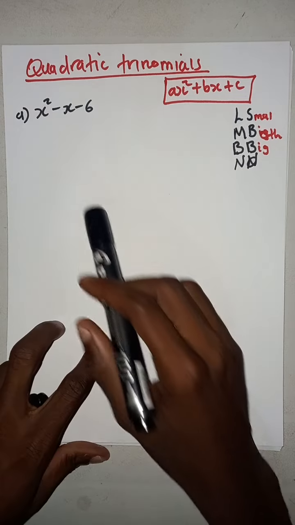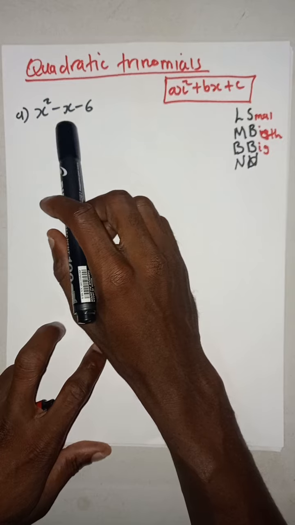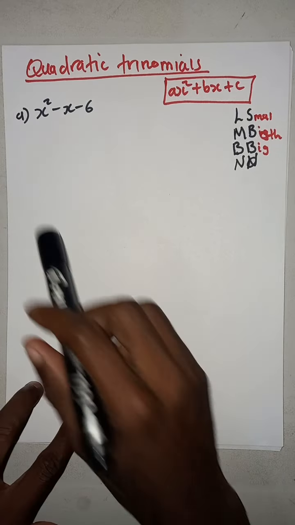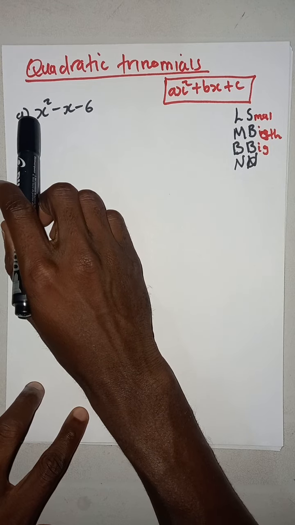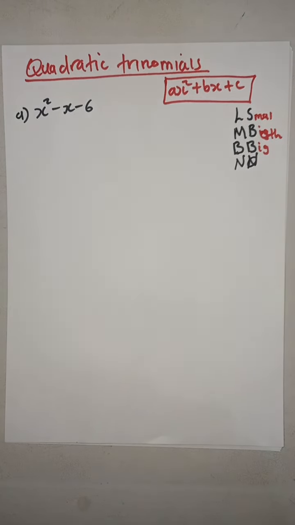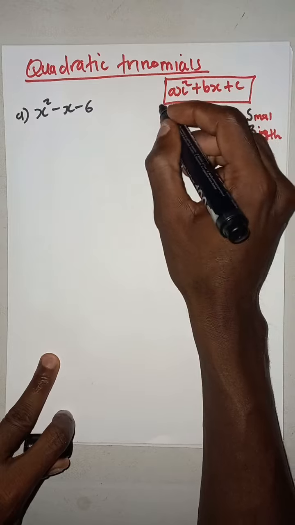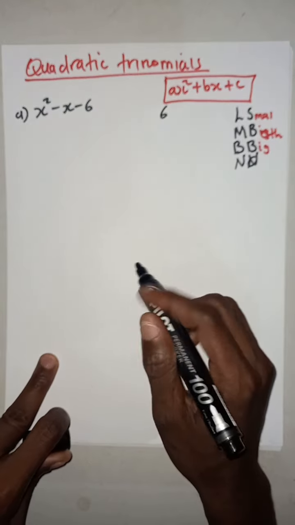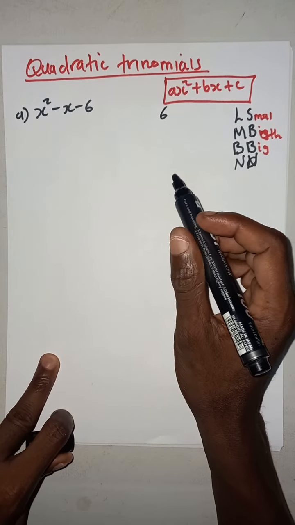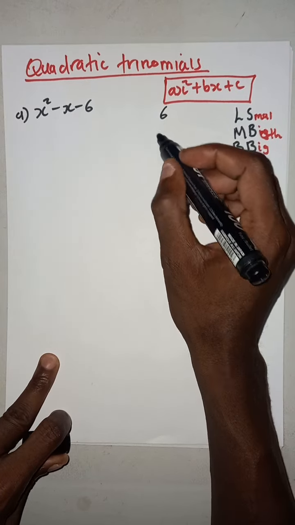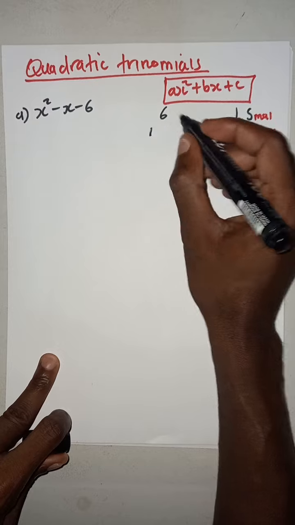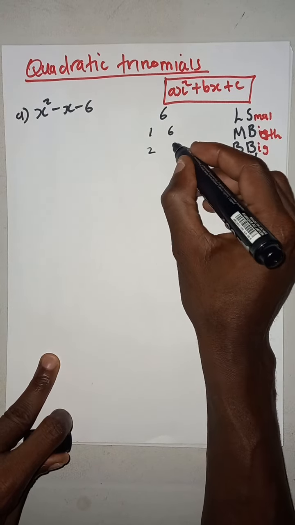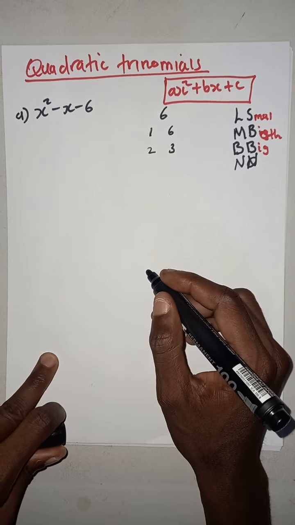So step number 1, if we have x squared minus x minus 6, I need to multiply the value of a, 1 times 6. So 1 times 6 gives me 6. Actually, it's negative 6, but don't worry about the negative. Now I need to find two numbers that I can multiply to give me 6. So 1 times 6 gives me 6, 2 times 3 gives me 6.